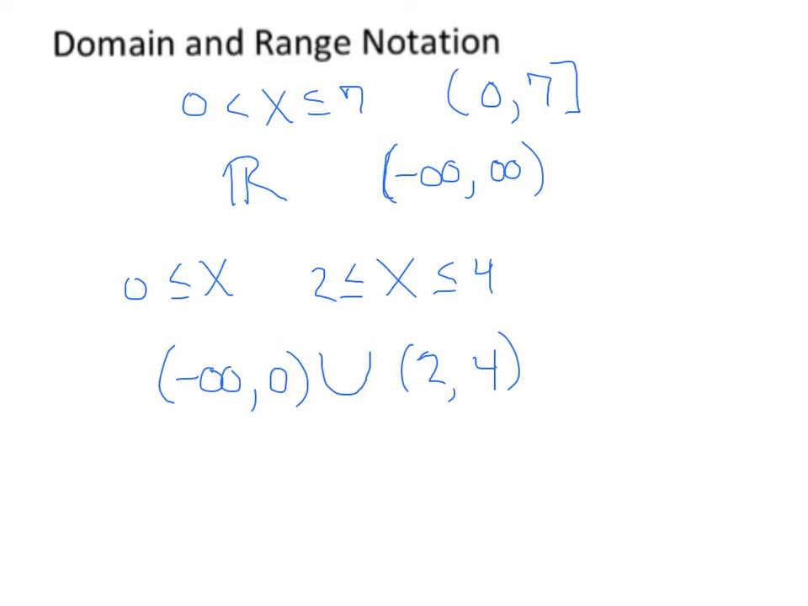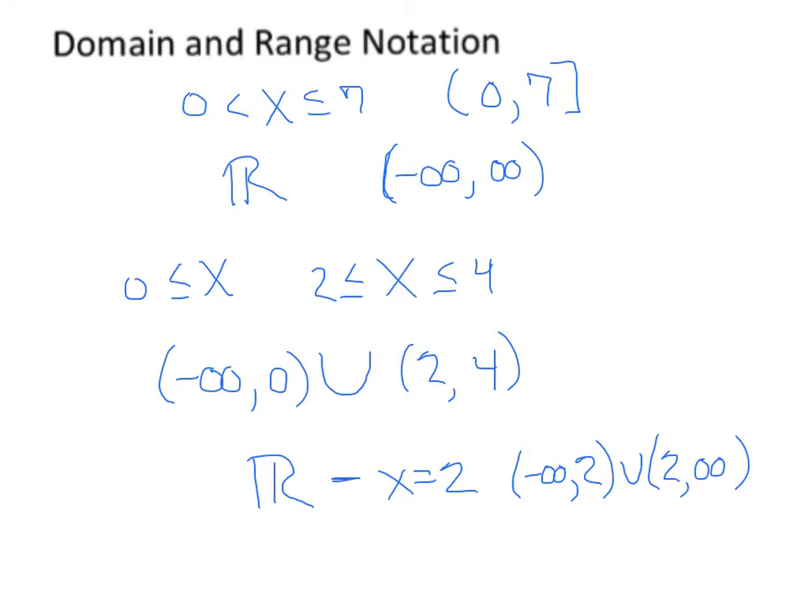Some people wanted to use this type of notation, like real numbers minus x equals 2. Well, real numbers minus x equals 2 is not good math notation at all. If you want to talk about all the real numbers but not the number 2, you would take all of the numbers from negative infinity to 2 and unite that with all of the numbers from 2 to infinity. As long as you're using parentheses and excluding the 2, this is every number from negative infinity to infinity, not including the 2. This is a much better notation to use, and the notation that would be expected on the AP exam.